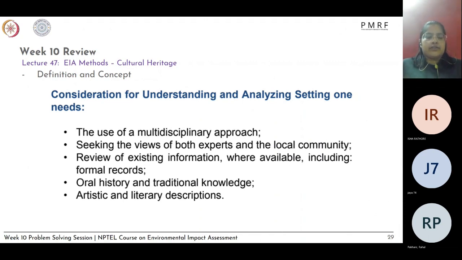And then based on your discussions with experts in local communities, if you come across oral traditions and traditional knowledge systems, then you record that as well as the artistic and literary descriptions. So this is how you assess cultural heritage for your site.